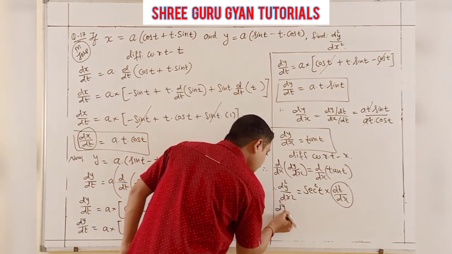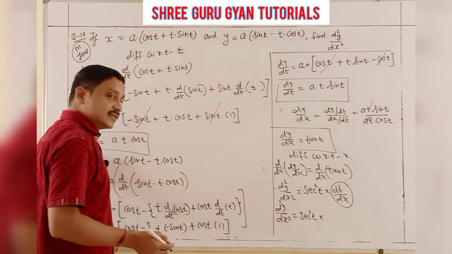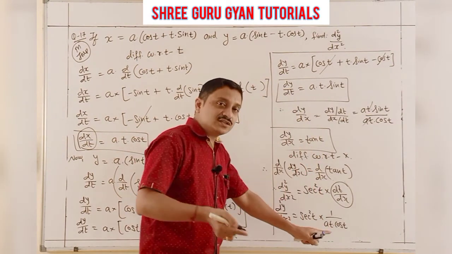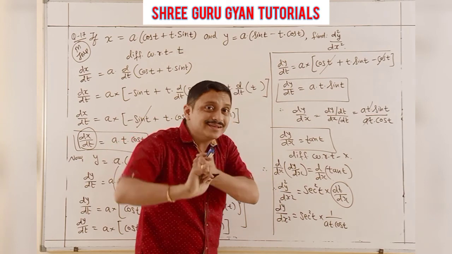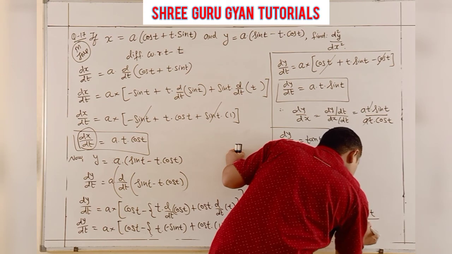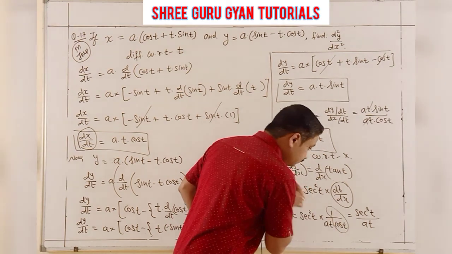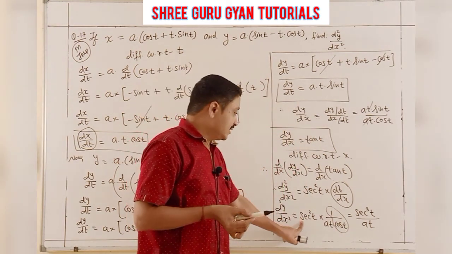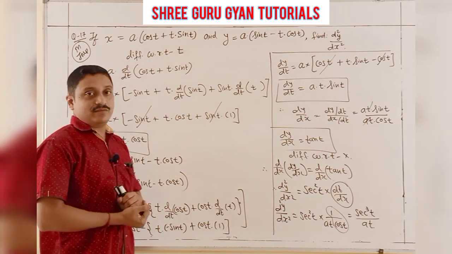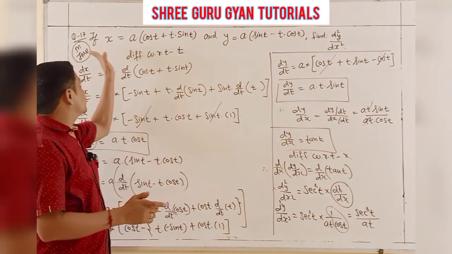So d square y by dx square, we have sec square t. And what is dt by dx? 1 upon a t cos t. And what is cos t derivative? I mean reciprocal, sec t. So this sec with sec square t becomes sec raised to 3. Reciprocal, 1 by cos. This is 1 by cos, and this is sec t, and with sec square t it becomes sec cube t. And here students, for the second order derivative, is it done? Yes students, it is an important sum.